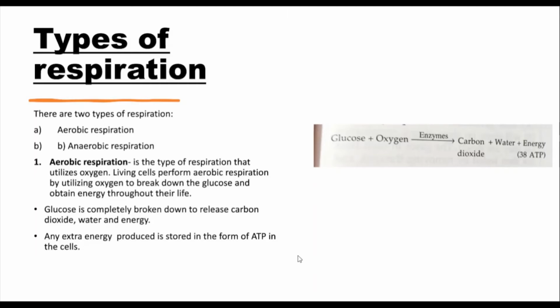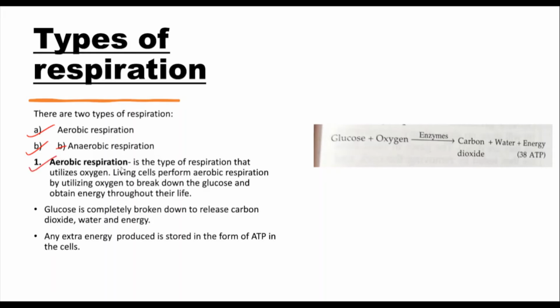Next is types of respiration. Based on the utilization or non-utilization, or absence or presence, of oxygen gas during the process of respiration, we have two types of respiration. The first one is aerobic respiration and the second one is anaerobic respiration. So first we will study about aerobic respiration.